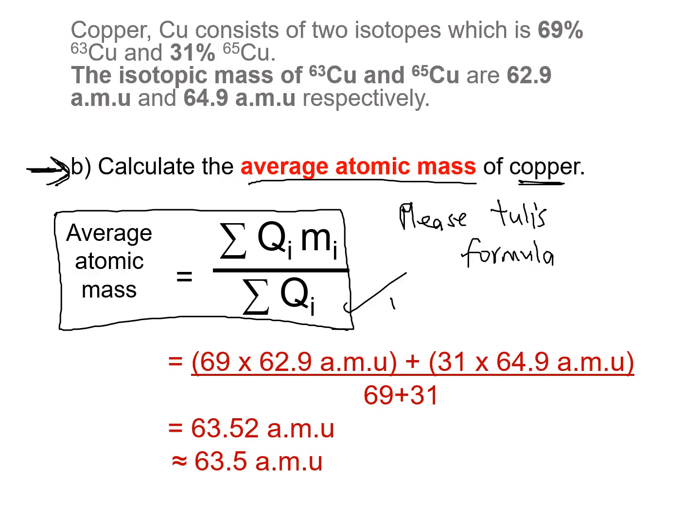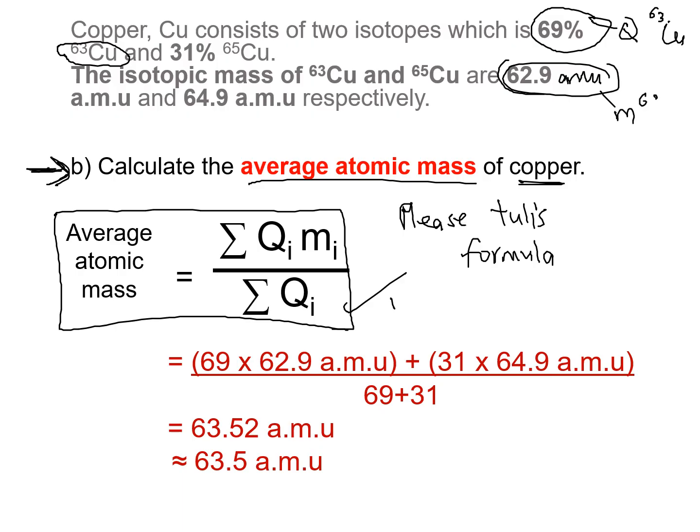You dah tahu dah kat sini kan tadi kita dah extract information before this. We know that for 63Cu, dia punya percentage abundance dia adalah 69%. So this is Q for 63Cu. And while this is actually 62.9 AMU ni pula adalah M untuk 63Cu. So let's check it out, betul tak? So 69 kalikan dengan 62.9 AMU.